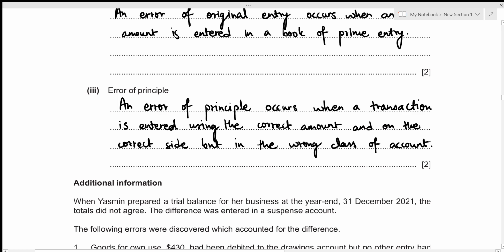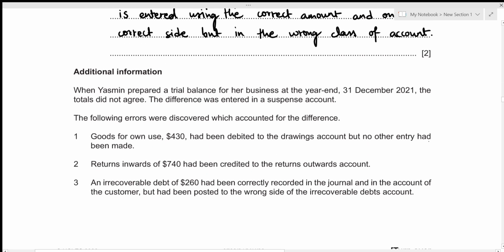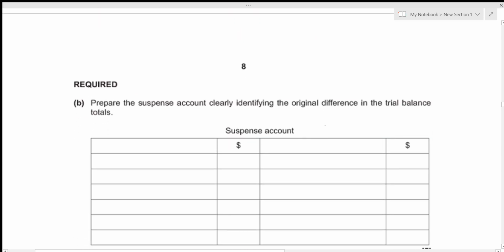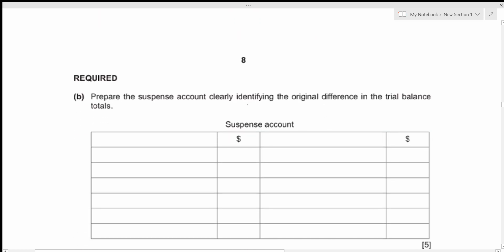And this concludes the first part of this question. Now we can move towards the second one. We are given additional information. When Yasmin prepared a trial balance for her business at the year end 31st December 2021, the totals did not agree and the difference was entered in a suspense account. Now we are given those errors that were discovered which accounted for the difference. Let's have a look at our question first. We need to prepare the suspense account, clearly identifying the original difference in the trial balance and the totals.